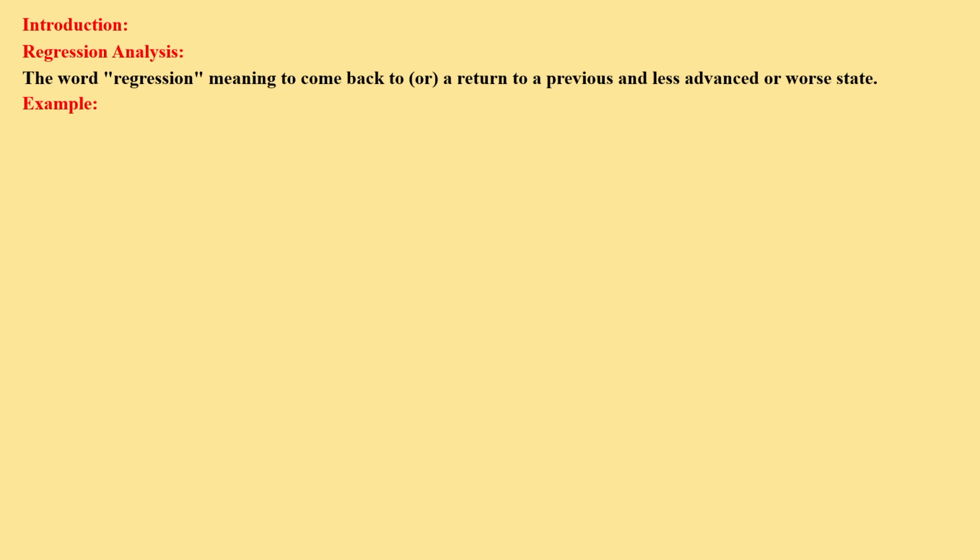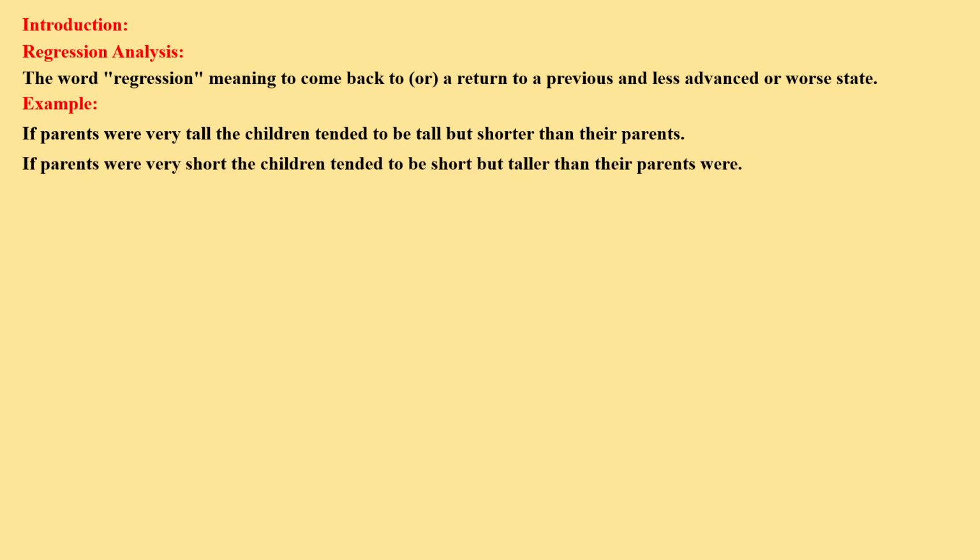For example, if parents were very tall, the children tend to be tall. Parents are tall means children are also tall, but why are they getting shorter than their parents? Similarly, if parents were very short, the children tend to be short, but taller than their parents were. So we are going to analyze this type of statements, this type of problems. That discovery is called regression.